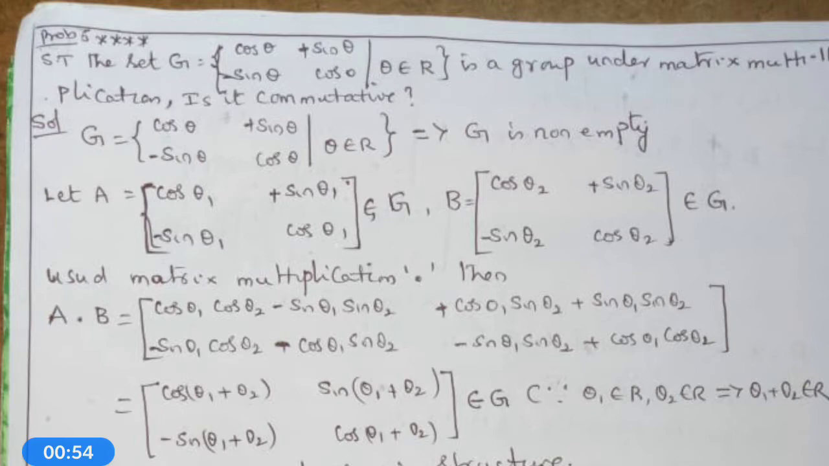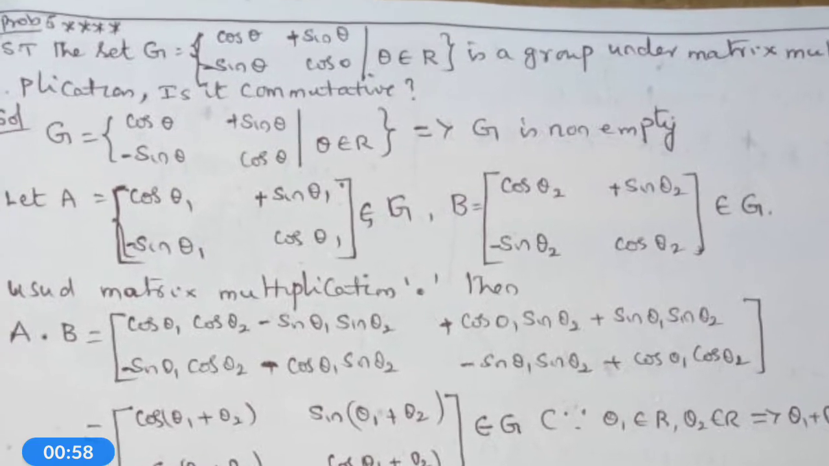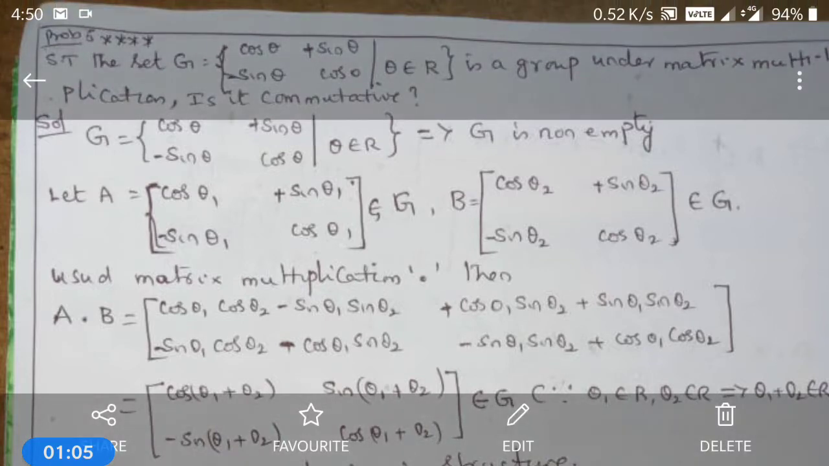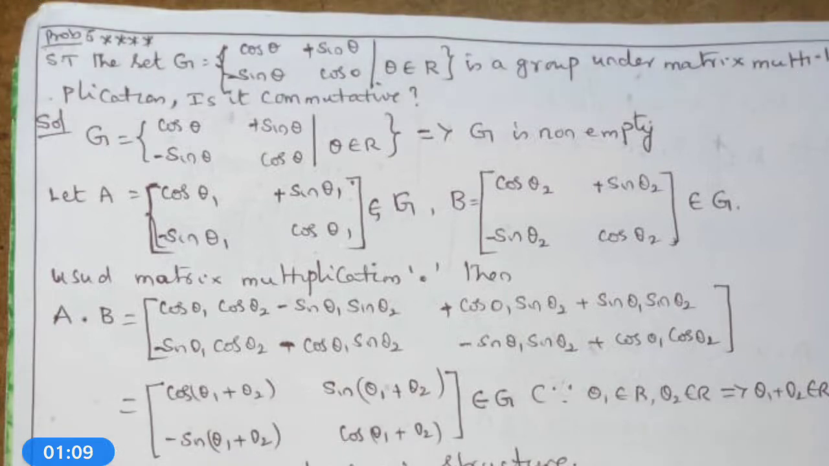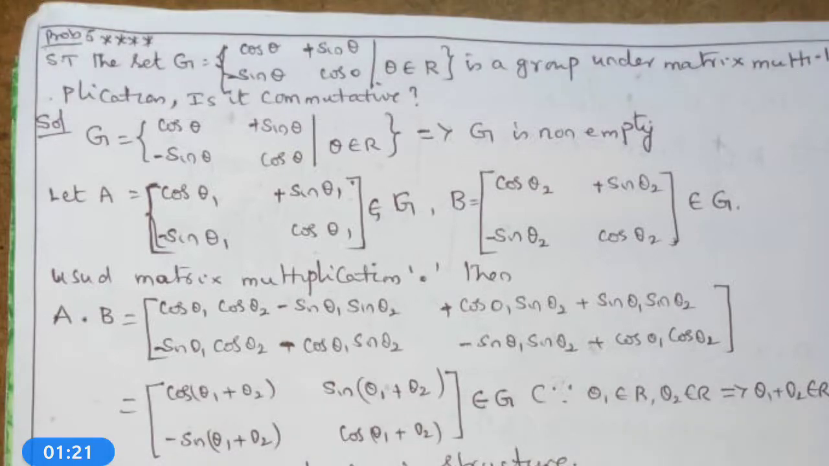Next concept is abelian group. What is meant by abelian group? A group with commutative property is called an abelian group or commutative group. A group without abelian property is called a non-abelian group. What is meant by commutative group? Star is a binary operation on G. A star B is equal to B star A for all A, B belongs to G, then G comma star is an abelian group.